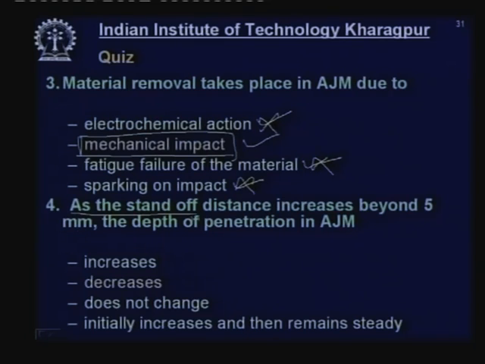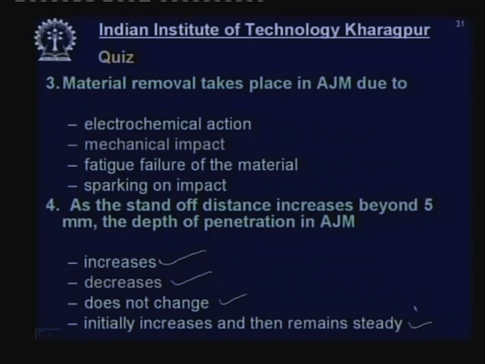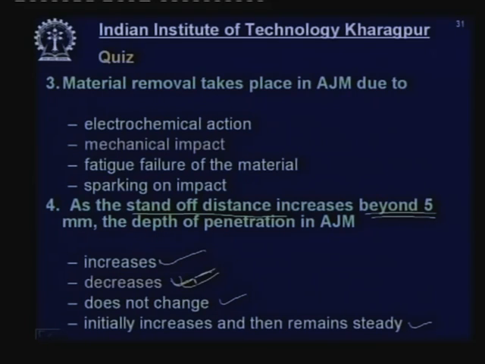The last question. As the standoff distance increases beyond 5 millimeter, depth of penetration in abrasive jet machining increases, decreases, does not change, or initially increases and then remains steady. We all know that the jet diameter is typically submillimetric. It is around 0.5 to 1 millimeter. That jet is issued from the nozzle, and that jet interacts with the air around us and it flares out. As it flares out, it remains more or less straight over a distance of 5 to 10 d. Beyond that, it does not remain constant. That means, if you are thinking of a jet diameter of 1 millimeter, it starts to flare out possibly from 5 to 10 millimeter onwards. Thus, if you go on increasing the standoff distance beyond a particular value, there would be reduction in the depth of penetration. So, this is my correct answer, not the other ones.